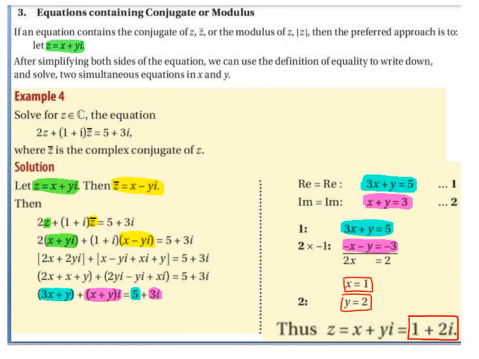Our y's can now cancel. So we have 3x minus 1x is 2x. 5 minus 3 is 2. So solving for x, x is equal to 1. And solving for y, y is equal to 2. Thus, z is equal to x plus yi, which is 1 plus 2i.